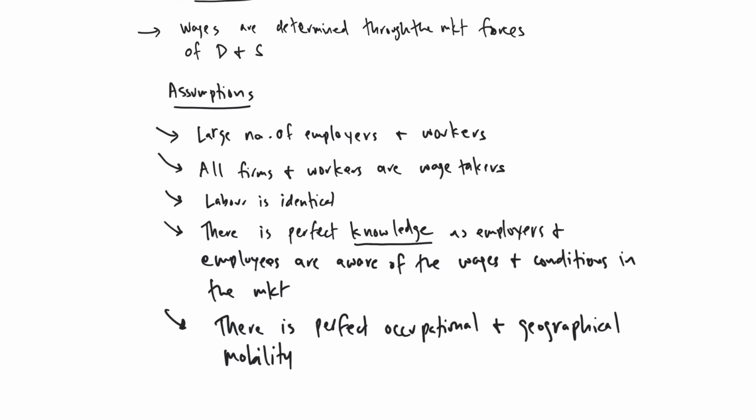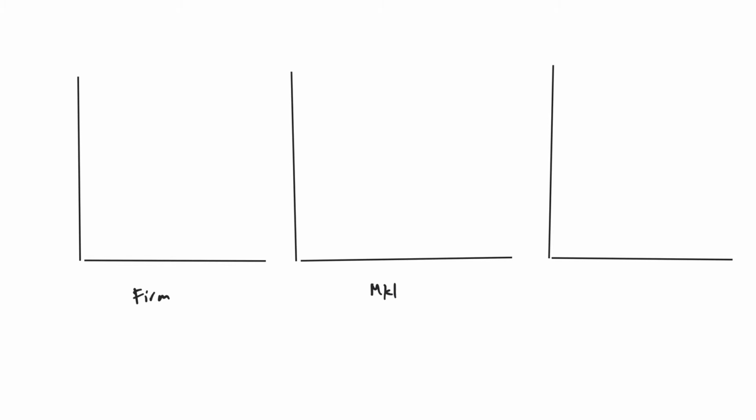Basically, these are the assumptions in the labor market. Now, the next thing we want to look at is an important discussion: how are wages then determined given these assumptions? We're going to make 3 diagrams here: the diagram for the firm, for the market, and for the worker.